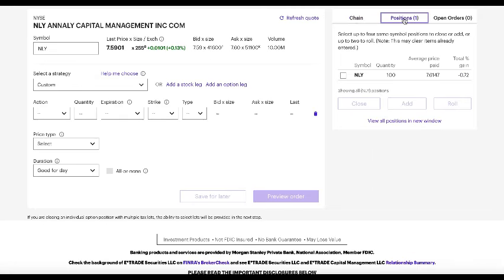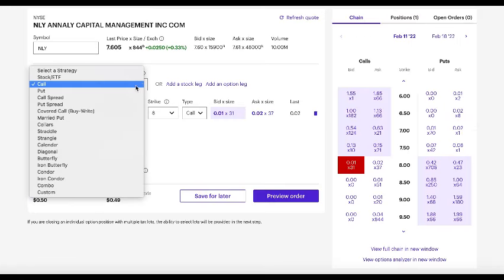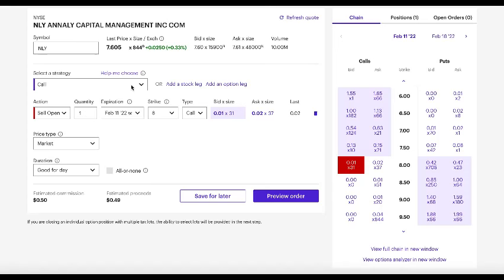One should be in parentheses if you already have or own 100 shares. Look at your average price paid. Mine is $7.61. We want our strike price to be higher than our average price paid. Under select a strategy, click call.